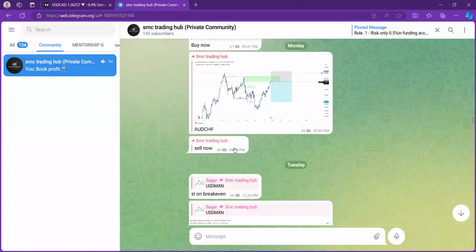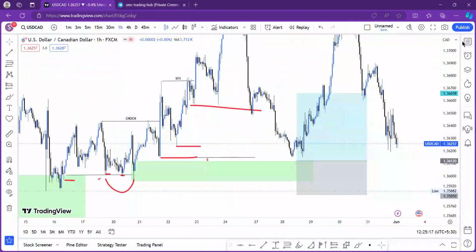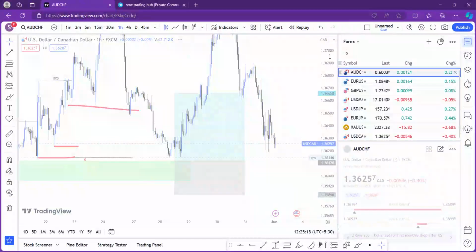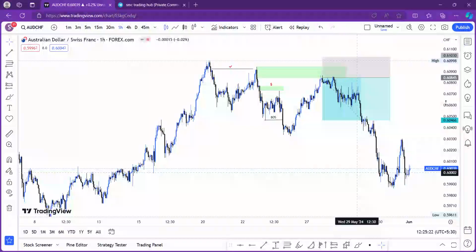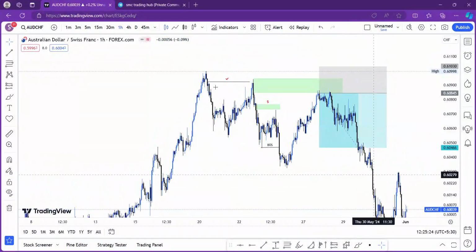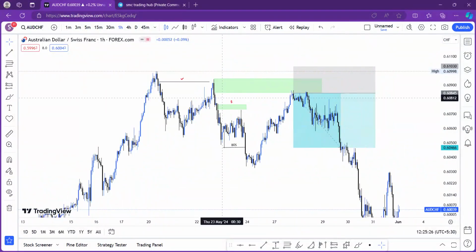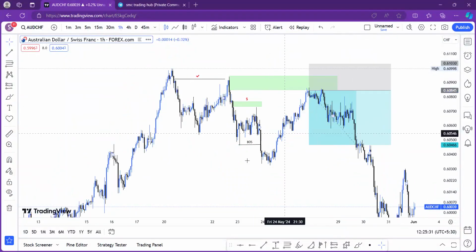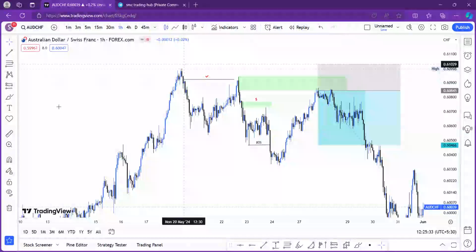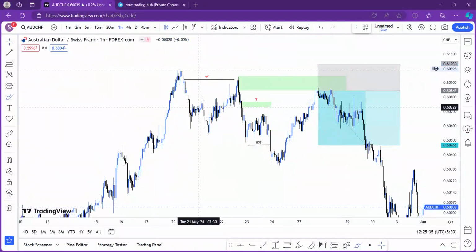I said here sell now in FDCHF. I'll show you. Okay, so this is the chart of FDCHF, correct? In this area I marked this zone for the trade, and price hit the TP beautifully. What is the reason behind this trade? You can notice price goes up here and makes a failed high, right? Price did not make a new high.